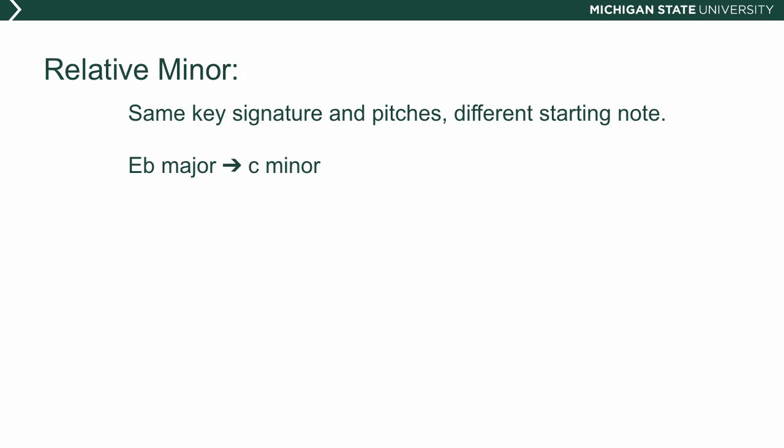C minor is the relative minor to E flat major. F sharp minor is the relative minor to A major. B minor is the relative minor to D major. The tonic of the minor key is a third, 2 letters that is, below that of the major key. By the way, we often use lowercase letters for the tonic of minor keys.